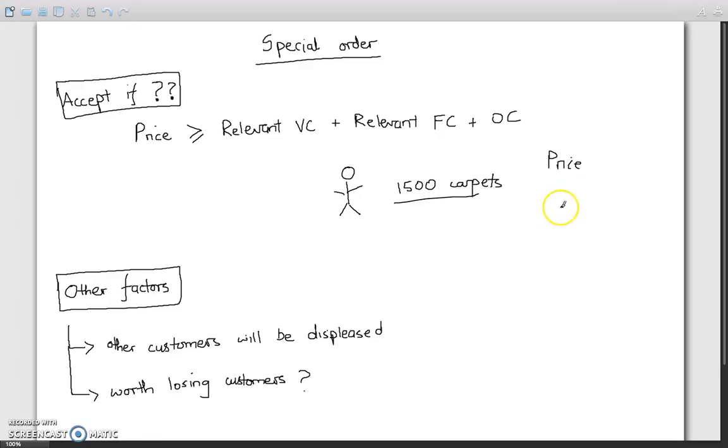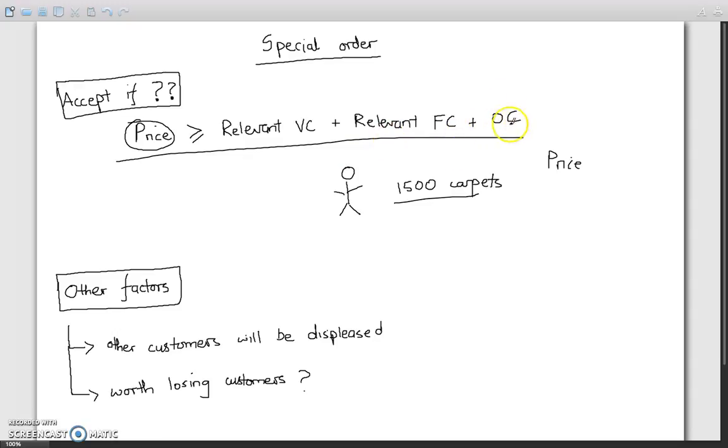And then you have to consider, so we come here to this big formula that I've written out. The price that he has quoted, is it greater than or equal to your relevant variable costs? Again, relevant because you want to see the variable costs that change. Maybe they go up, maybe they go down. Usually variable costs go up with the number of units. So you want to see if that is relevant to your decision. So relevant variable costs plus relevant fixed costs. Again, fixed costs that may go up or down with your decision to accept the special order.